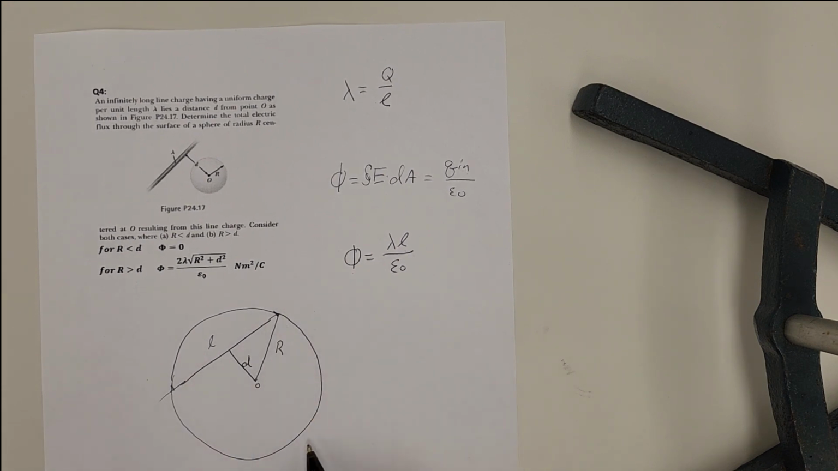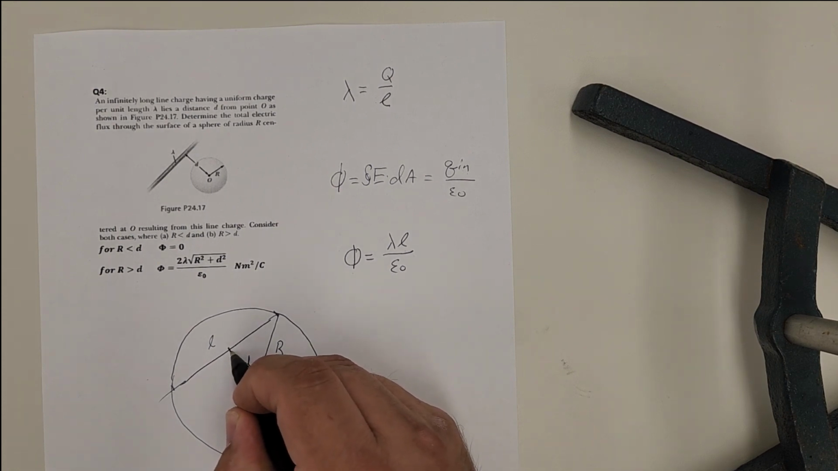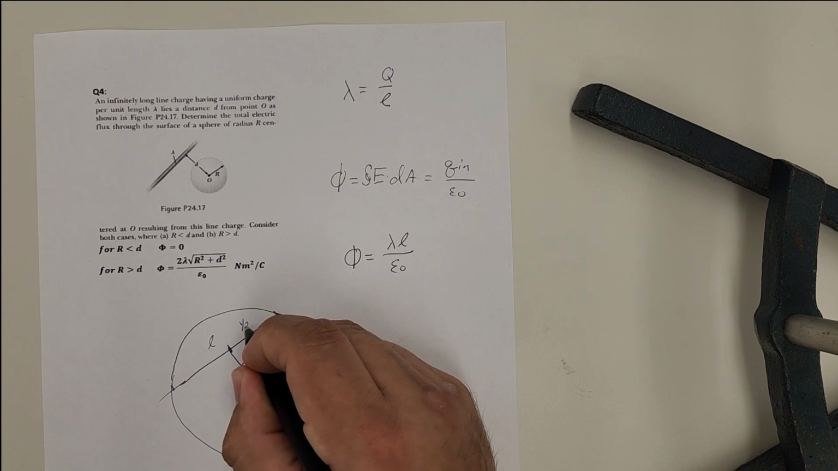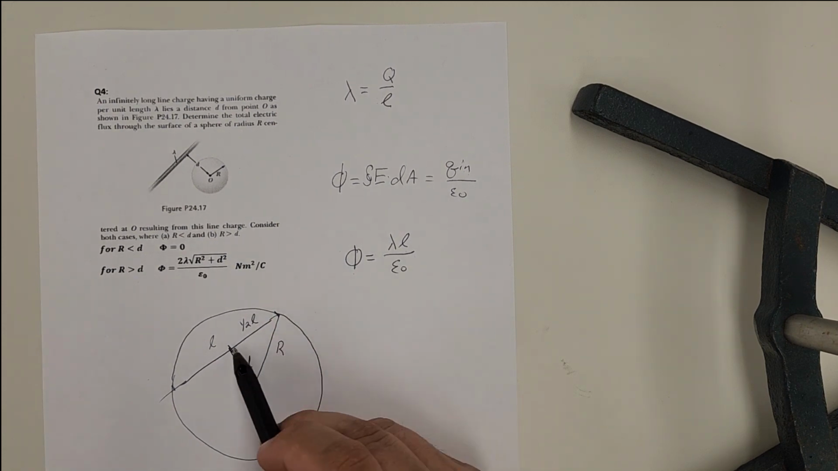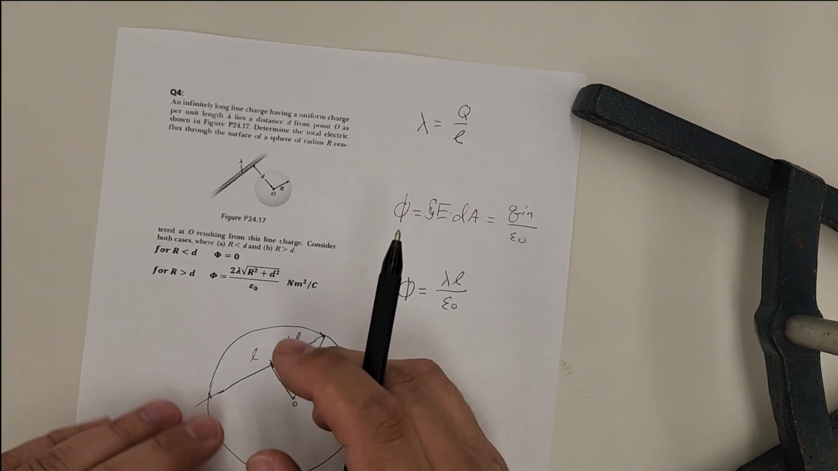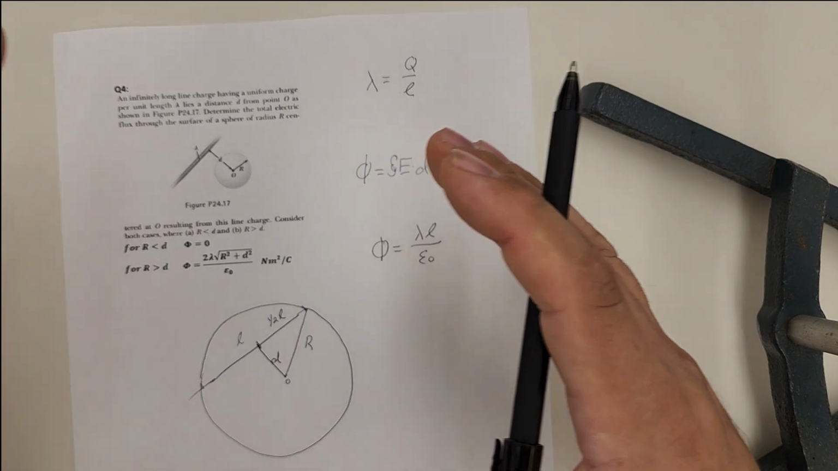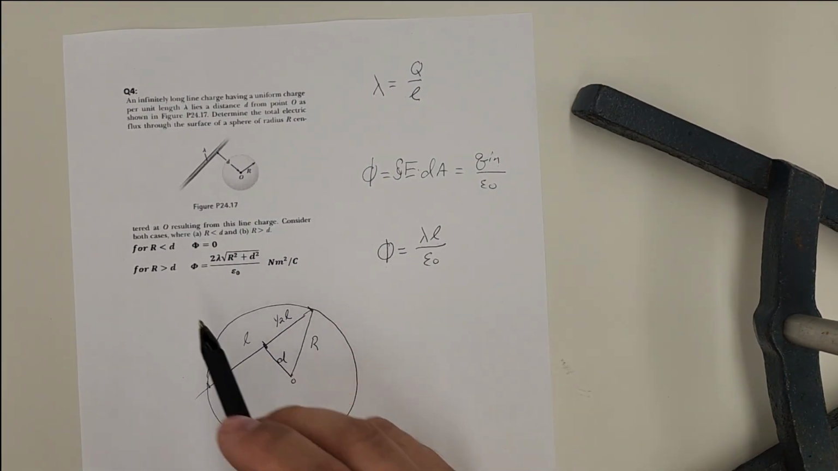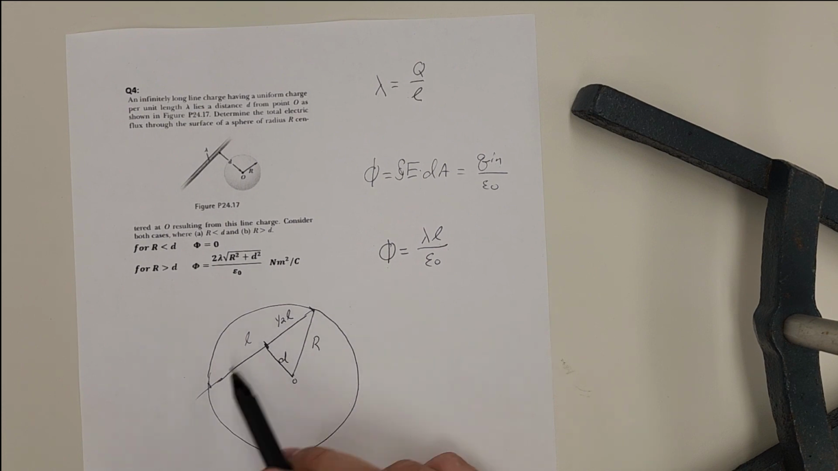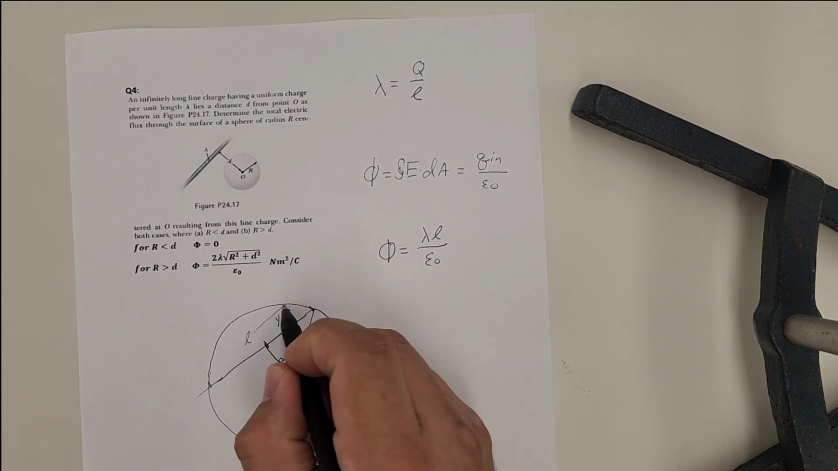If the total length is L, then that means that this length here is 1/2 L. This length will be 1/2 L. This is the other 1/2 L, because this circle will expand out uniformly as I get r larger and larger, and that'll always be 1/2 of the L, of the total length.